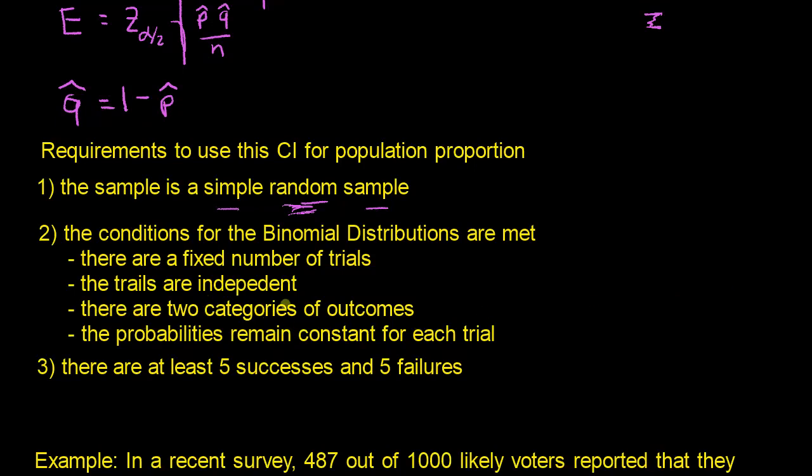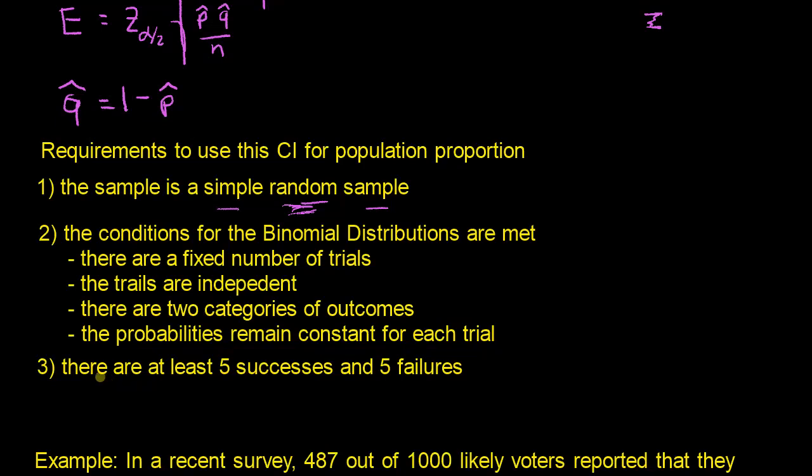There are 2 categories of outcomes, right? So either success or failure. If you're looking at the proportion of people who enjoy driving, then either you enjoy driving or you don't enjoy driving. There's no other option. Okay. The probabilities remain constant for each trial, right? If you were flipping a coin, you can't just change out the coin halfway through the experiment with a weighted coin, right? So the probability must remain constant for each trial.